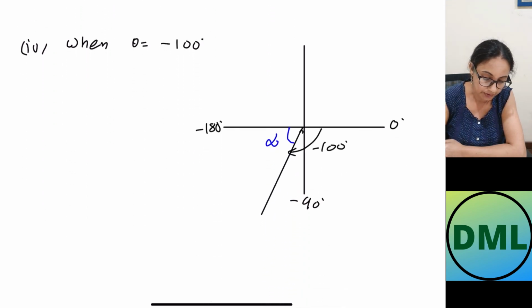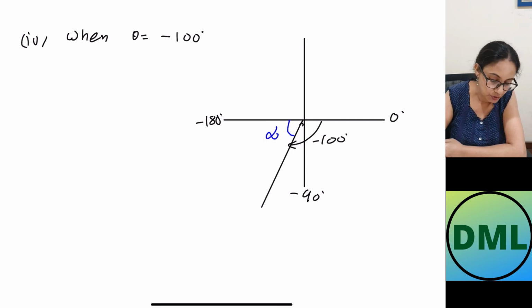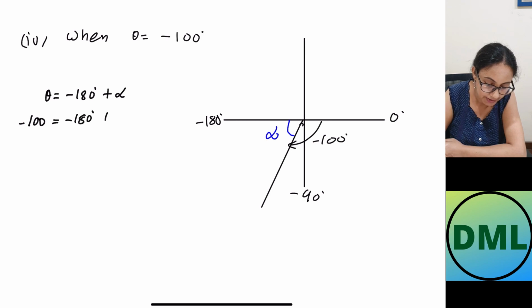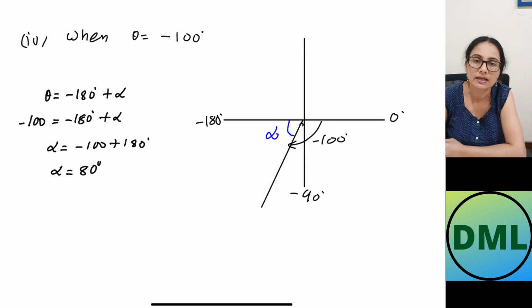Now if your theta is minus 100 degrees, that means this theta is negative 100 degrees. So I need to find out this alpha. To get this alpha, theta will be given by minus 180 degrees plus alpha. So theta is minus 100 degrees, which is equal to minus 180 degrees plus alpha. So alpha will be given by minus 100 degrees plus 180 degrees. So alpha will be given by 80 degrees. That means this angle alpha is 80 degrees.